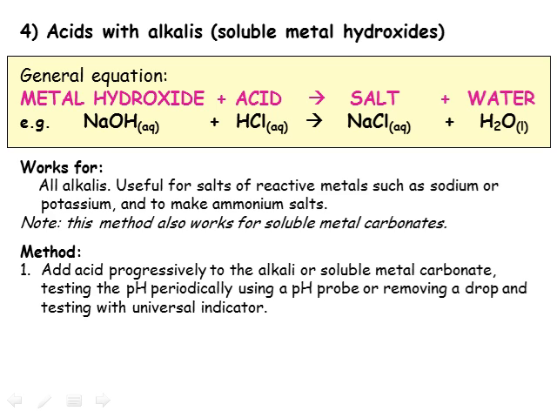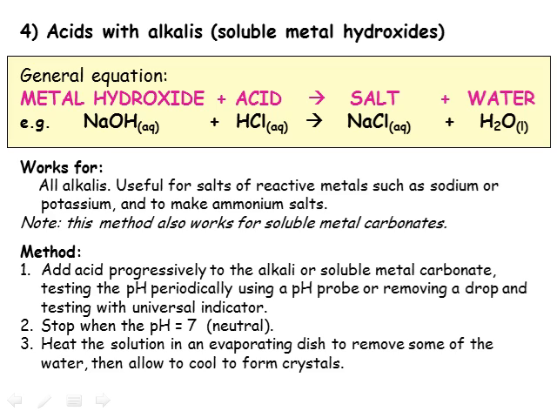if they're neutral. This can be done by dipping a glass rod into the solution and placing a drop onto a piece of universal indicator paper, or by using a pH probe. When we've added exactly the right amount of acid to neutralise the alkali, we stop. There's no need to filter the solution because there are no solid reactants or products.